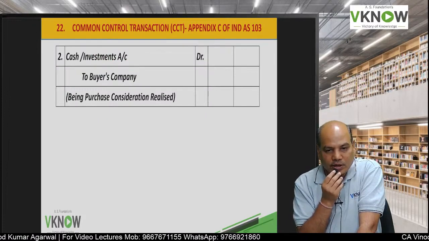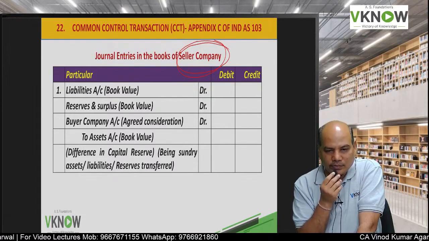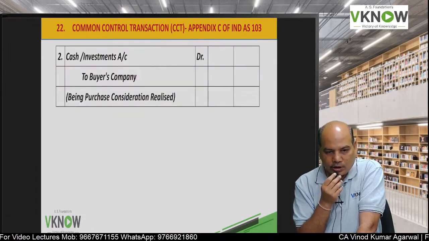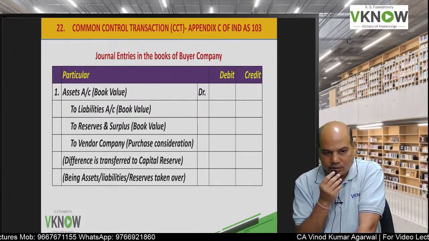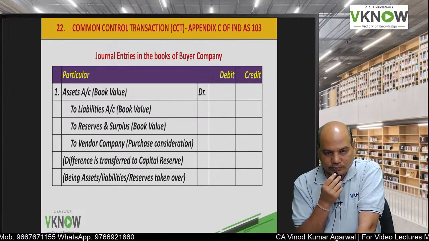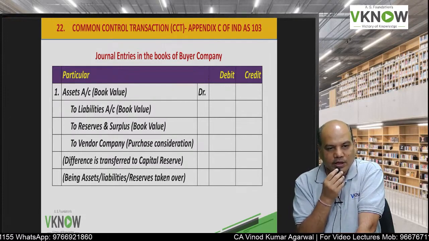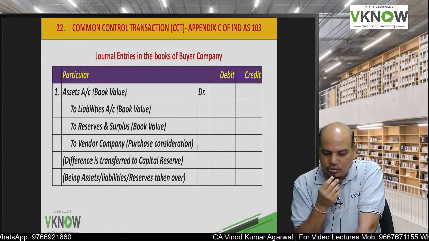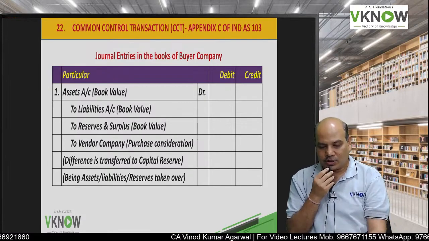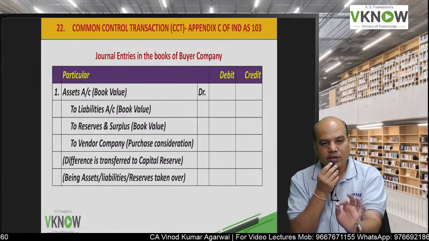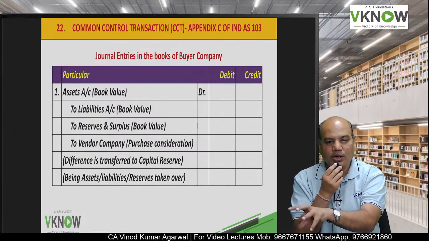That difference will be adjusted in capital reserve, not in goodwill, because you are not acquiring a business, you are selling a company. So goodwill will not arise, and then you will receive the consideration, cash or investment account debit to buyer's company account. Then in the books of buyer company, very important, they will also record at book value. Asset account debit at book value, to liabilities account book value, to reserve and surplus book value, to vendor company purchase consideration payable. Any difference is adjusted in capital reserve, not in goodwill, because this is a common control transaction.